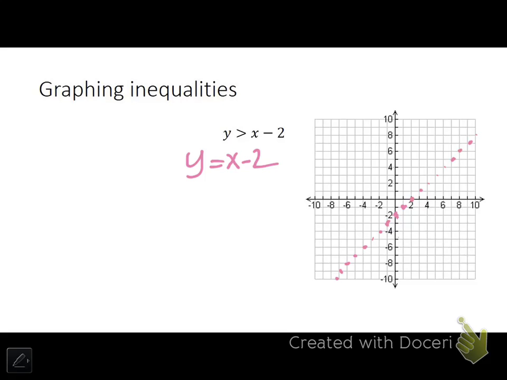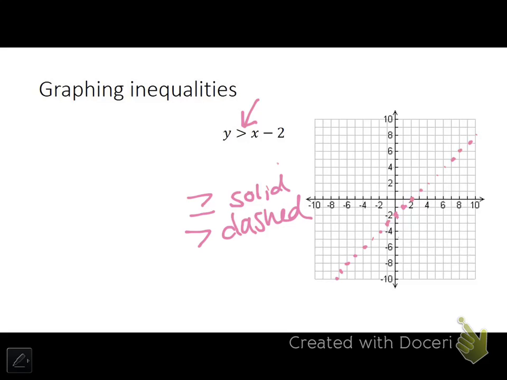Okay, so now we're going to look to see, because this inequality does not have a line underneath it, that means this line is going to be a dashed line. This is solid. That's a solid line. This is a dashed line. Okay, so this is going to be a dashed line.